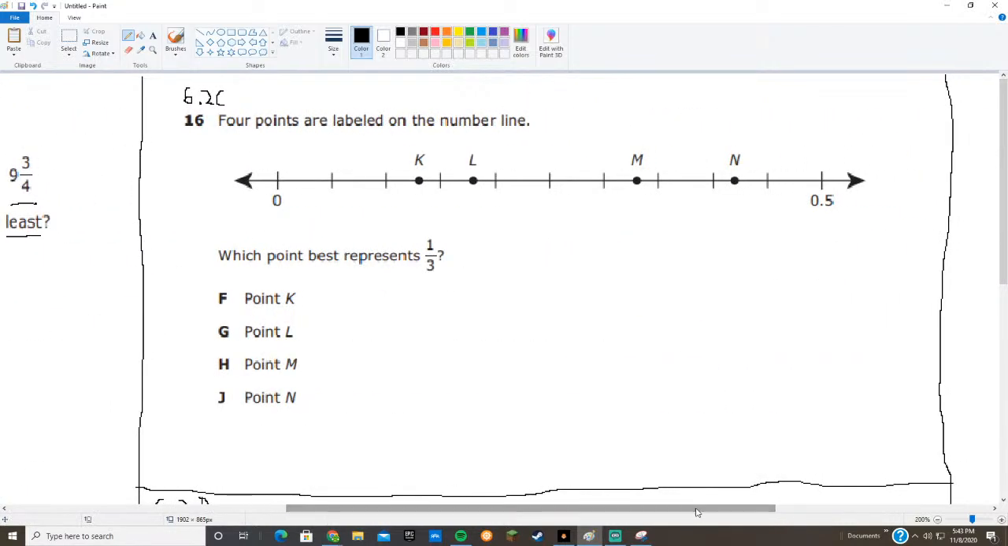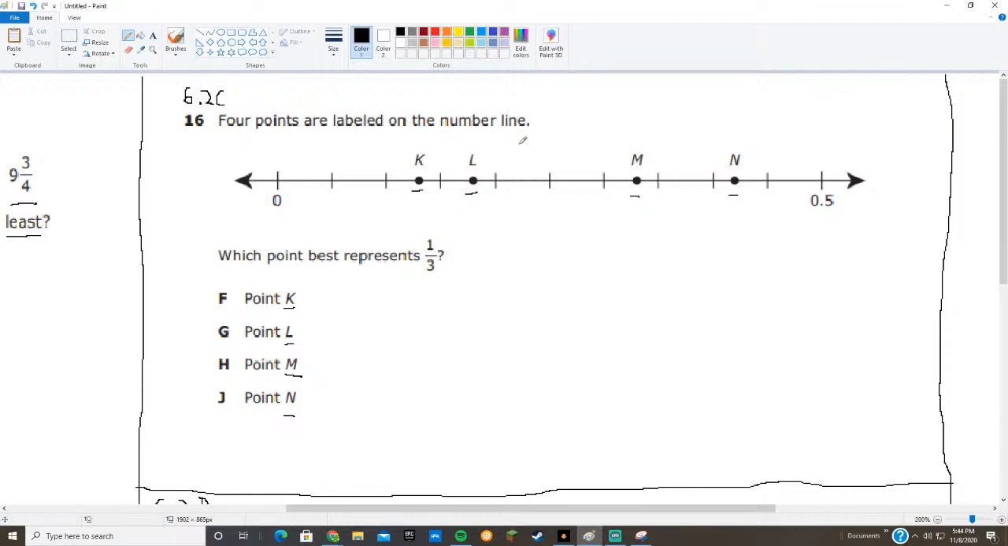Number 16. 4 points are labeled on the number line. Then we have all these points and a number line. Which point best represents 1/3? So we have 4 points. We have point K, point L, point M, and point N. 4 different points, which are also our 4 different answer choices. So we want to know which one of these represents 1/3.